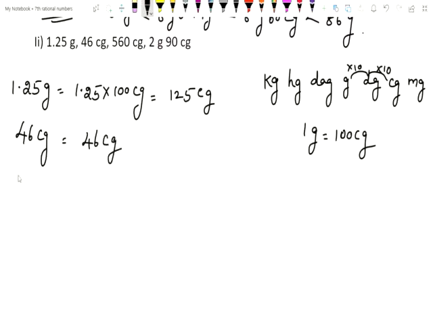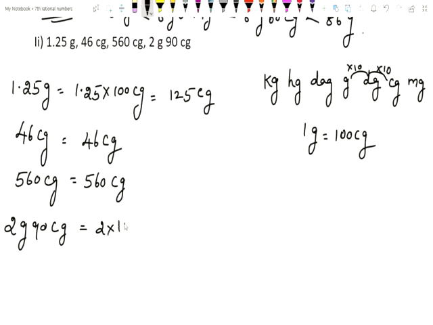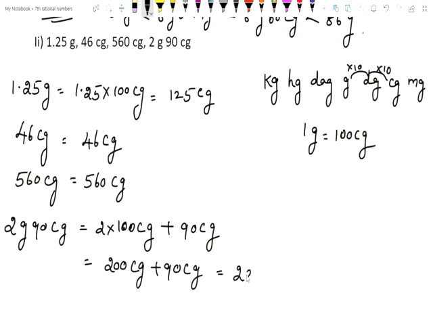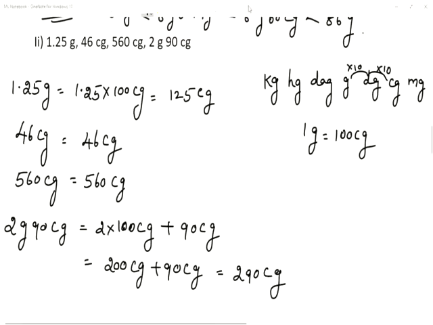Next, 560, this is also in centigram only, so you can keep it as it is. Next, 2 gram 90 centigram equals 2 into 100 centigram plus 90 centigram. So 200 centigram plus 90 centigram, 200 plus 90 will get 290 centigram.